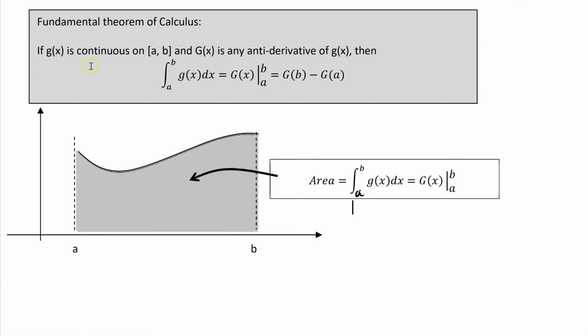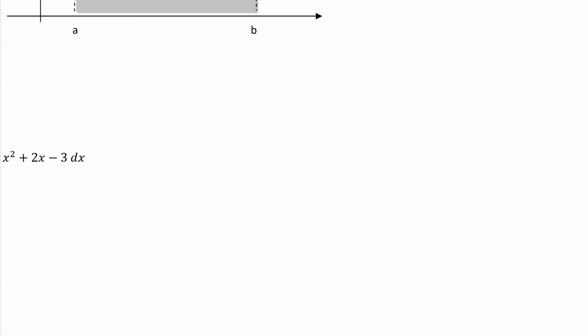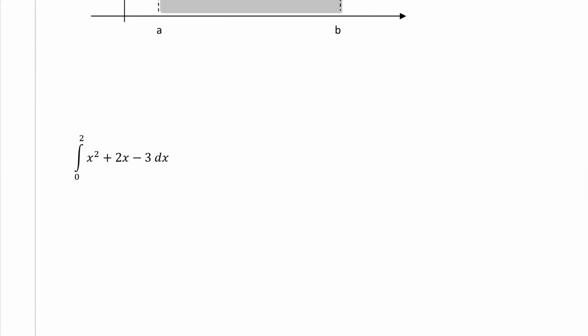If g of x is continuous on [a, b], so we have some function here, g of x, continuous on that closed interval from a to b, and capital G of x is our antiderivative, then the integral from a to b of g of x is the antiderivative evaluated at the endpoints. What that means is we don't have to use the limit as n approaches infinity of all the Riemann sums. We can just take the antiderivative of our function.